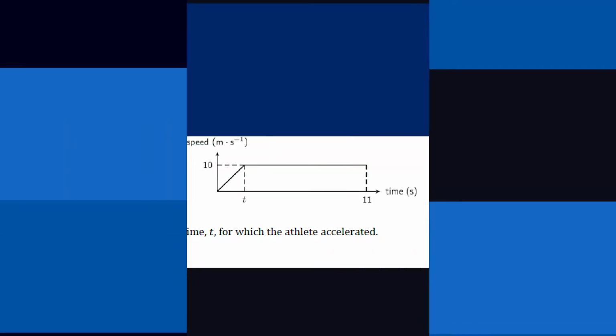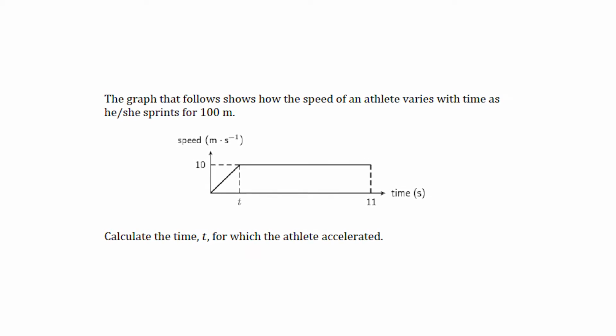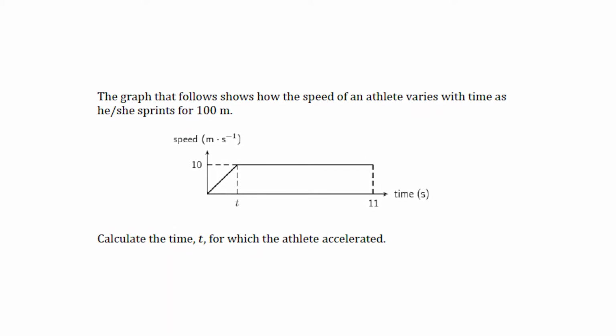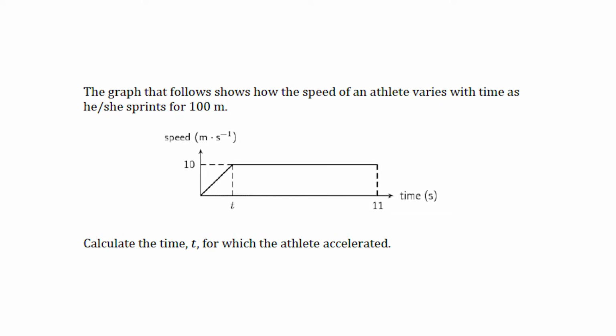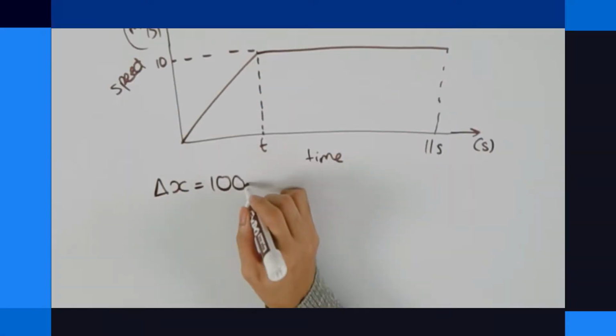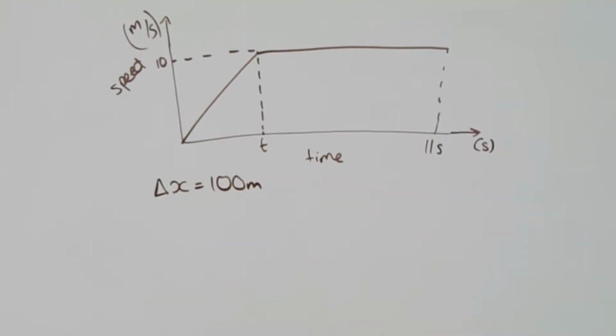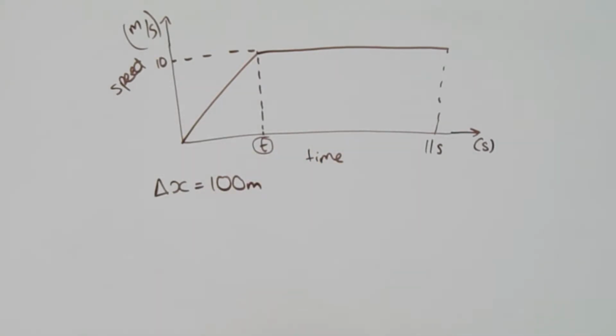So the question is, the graph that follows shows how the speed of an athlete varies with time as he or she sprints for 100 meters. There's a key piece of information there. We traveled a distance of 100 meters. They did give you a graph, so usually using a graphical method is the quickest way to solve this problem. It says calculate the time t, so find this time t for which the athlete accelerated.